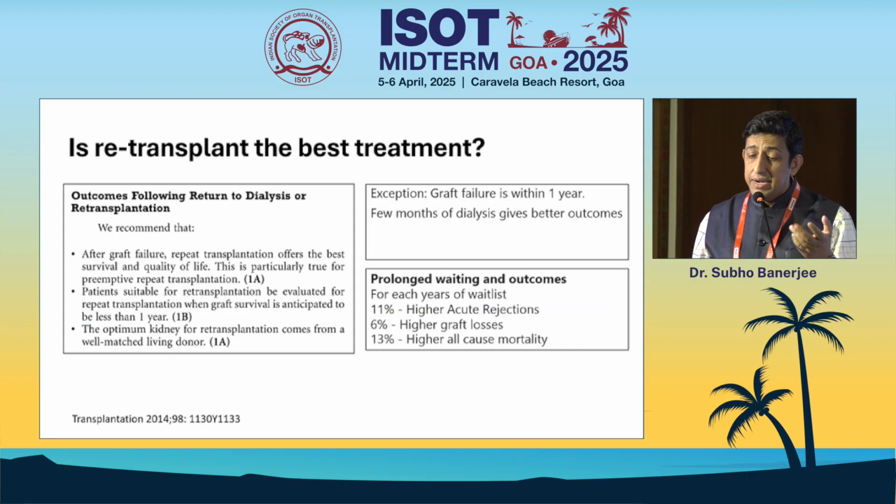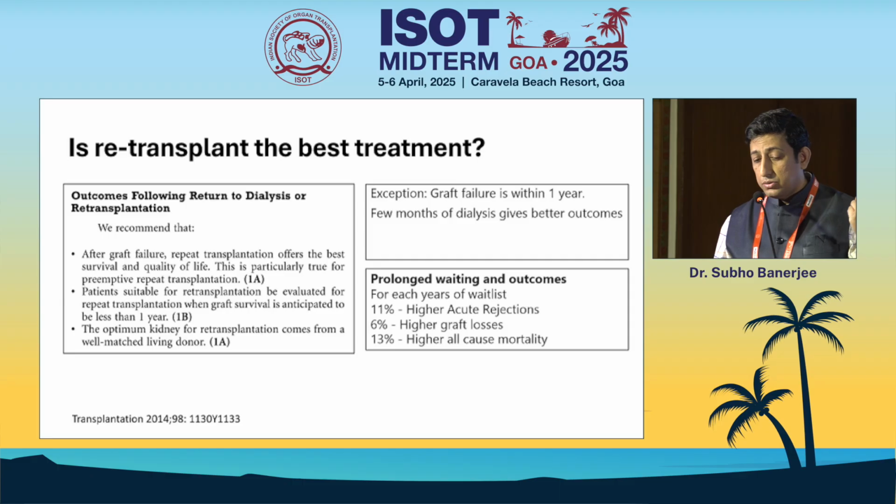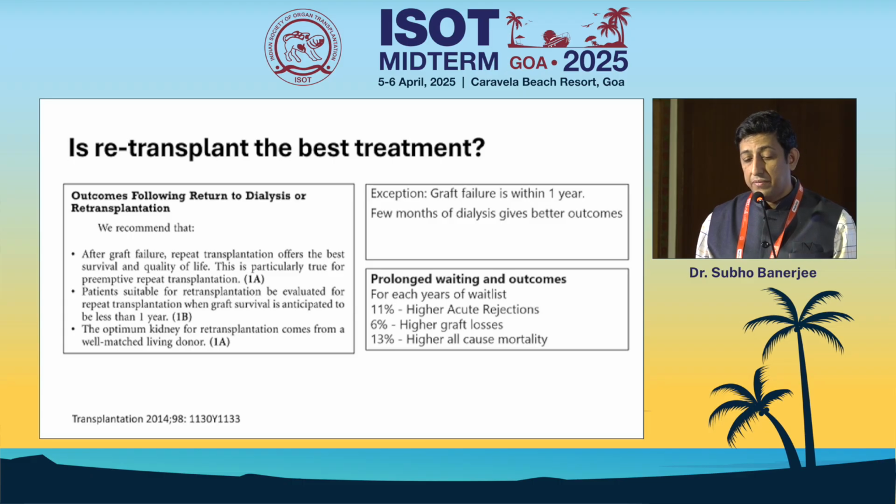So again, is retransplant the best treatment? He asked, do I have to go for a transplant again? This is the BTS guideline, 2014 although. What they have recommended is that for almost all patients, retransplant is the best possible option for survival and quality of life. The only exception is where the kidney fails within 1 year. These patients with a fulminant course may require a little bit of time before they go on to transplantation. And with every year on the wait list, there is an 11% higher chance of an acute rejection-like event, more graft loss, and higher all-cause mortality after the transplant.